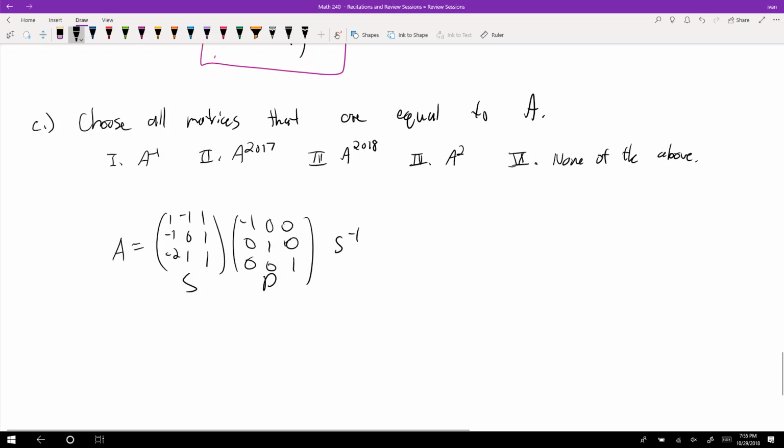I couldn't find S inverse. Should be able to, but it's fine.